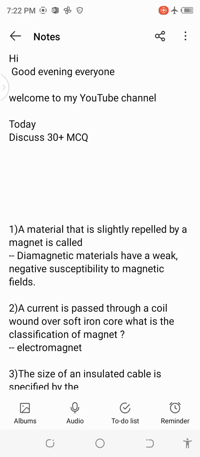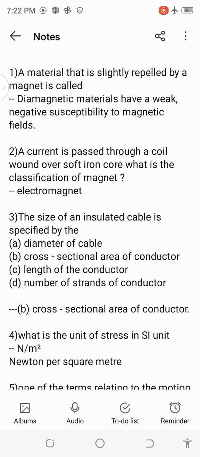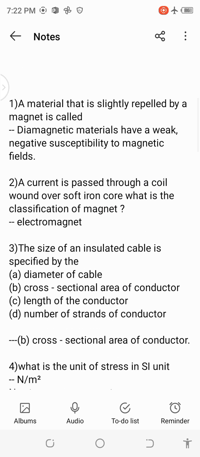Today, discuss 30 plus MCQ. 1. A material that is slightly repelled by a magnet is called? Diamagnetic materials have a weak, negative susceptibility to magnetic fields.